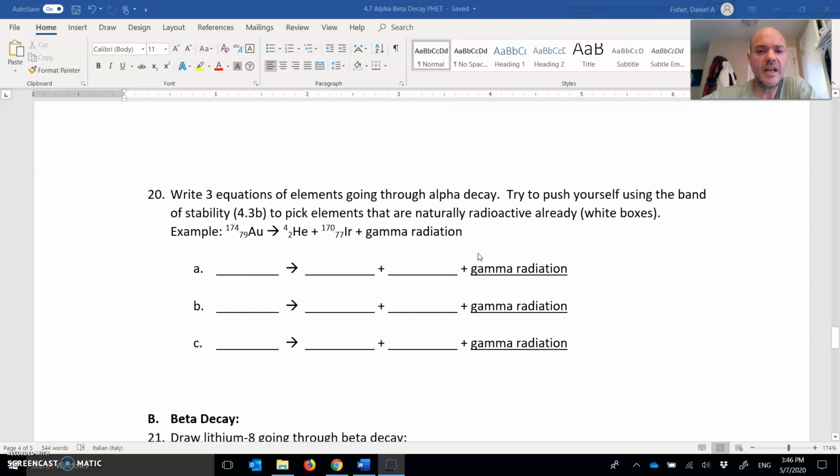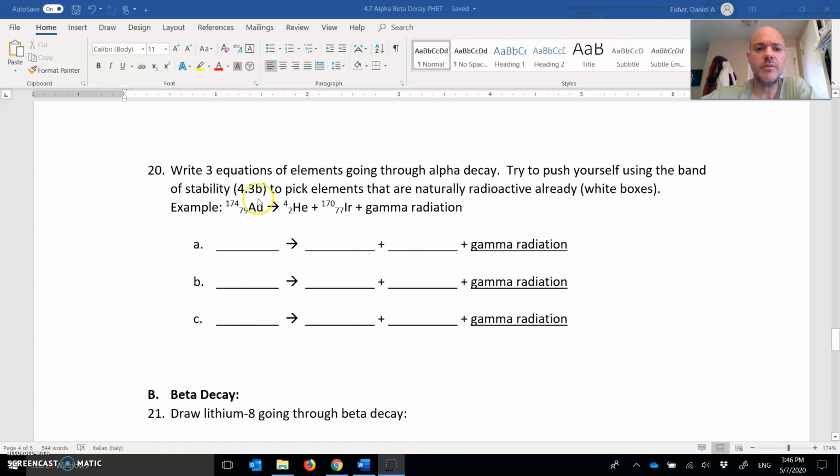And then I want you to go back to the band of stability, the graph. You can just go open it up in 4.3b. I'll make sure it's in the folder for this week so that you can look at it there. You're going to pick 3 atoms that you think would undergo alpha decay and put in the alpha particle and put in the daughter nuclei. There you go. That's what we've got right there.